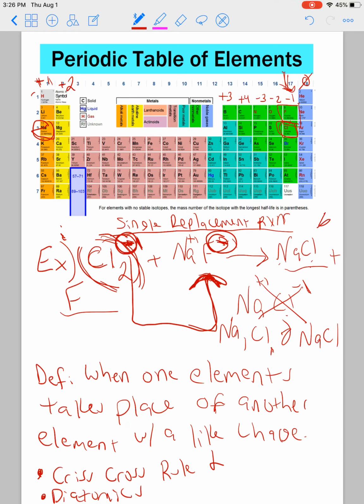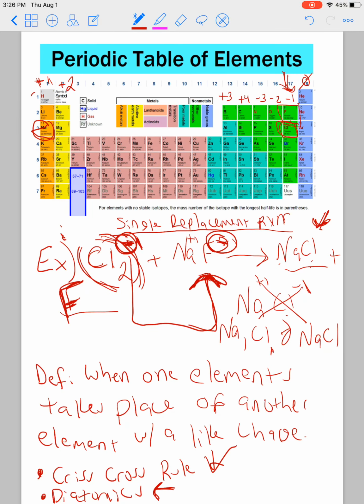So this guy is fine just the way he is. But that's not always going to happen, so you need to make sure you do crisscross rule to double check yourself, make sure the formula is written correctly. Now, for this guy, there's no crisscross rule because he's by himself, so we're good on that one there. But we need to make sure if he's a diatomic or not, because if he is a diatomic, naturally there would be two of him and not just one.